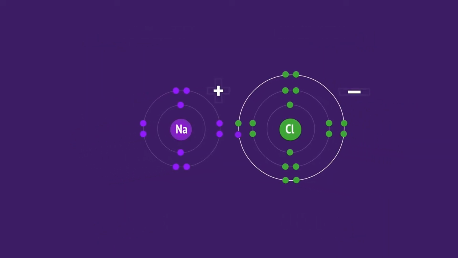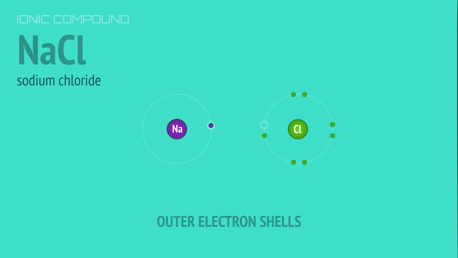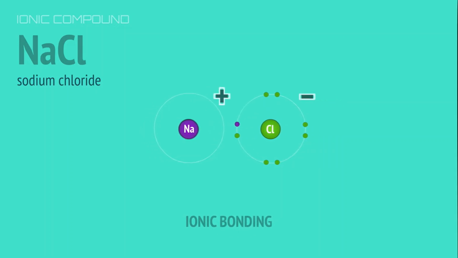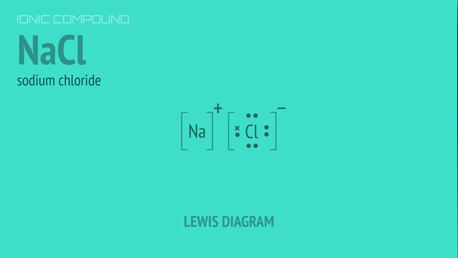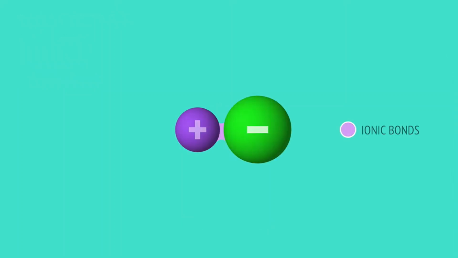The strong attraction of the opposite charges creates the ionic bond between the ions. We can simplify this diagram to show just the valence electrons, because they're the only electrons involved in chemical bonding. As we saw, the transfer of an electron from sodium to chlorine creates the oppositely charged ions, and the electrostatic attraction of these ions is the ionic bond. This Lewis diagram shows how the valence electrons are involved in the bond, with crosses and dots to represent the electrons from each atom. Ionic bonds are non-directional, meaning they act in all directions.